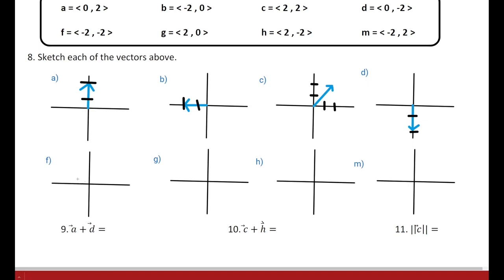Oh, wow, jeez. There we go. All right, that one took a little while longer. All right, G was 2 units to the right and 0 units up or down.